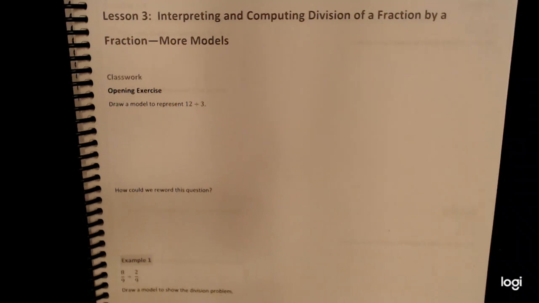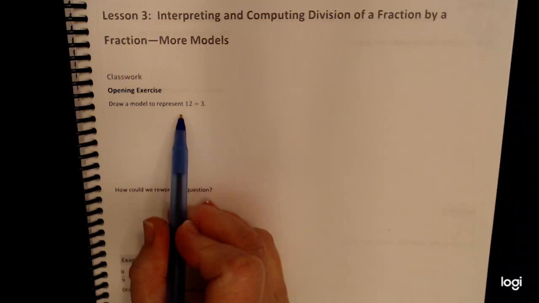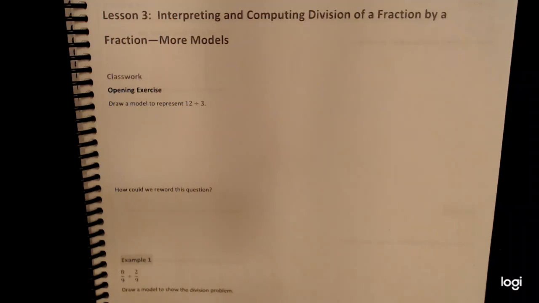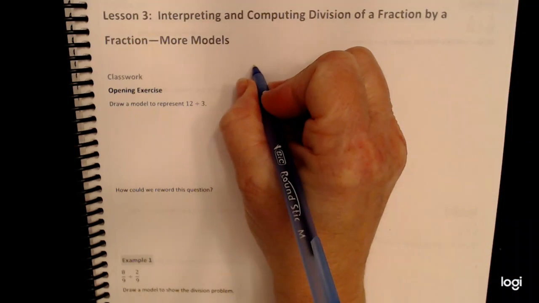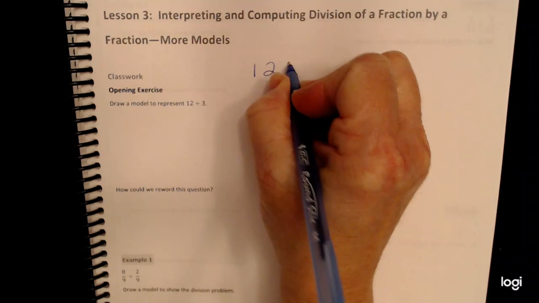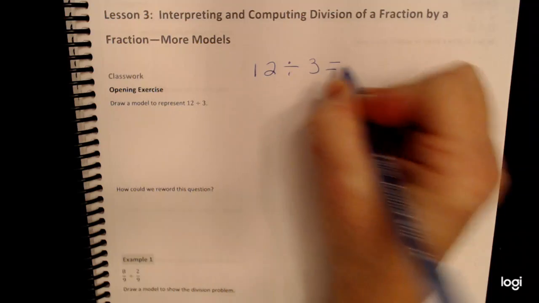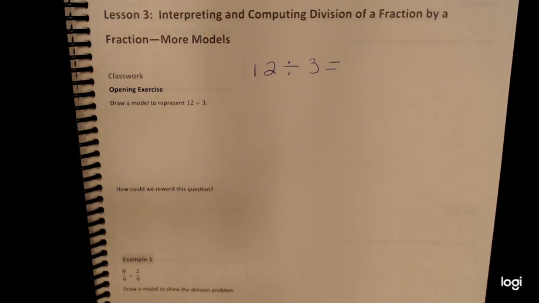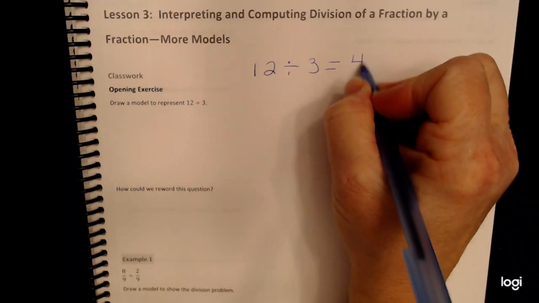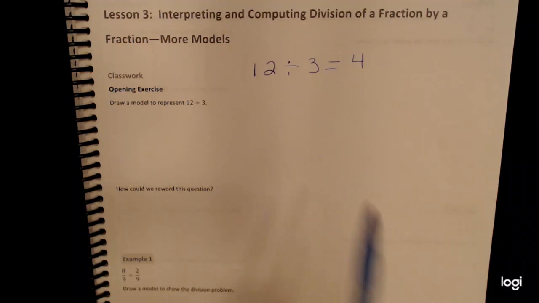It says draw a model to represent 12 divided by 3. Well, I want us to go ahead and learn some of the terminology. So what I'd like for you to do is write up here a little bit larger so that you guys can see. I want you to write 12 divided by 3 equals, and most of us already know that that answer is 4. Okay, well, let's learn what the names of these are.